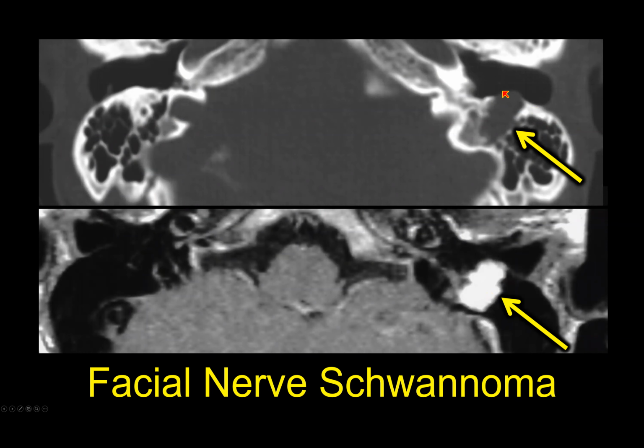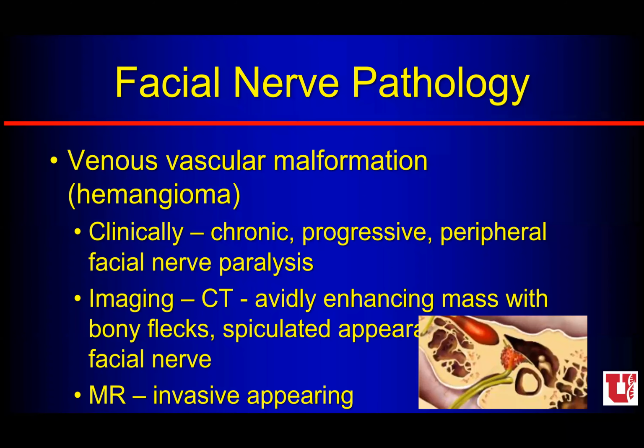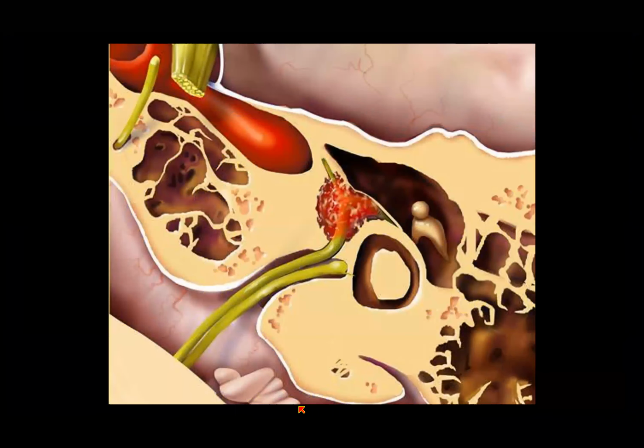So as you can imagine, this might extend into the external auditory canal. Here's another case where we had a more bulbous portion extending from the descending mastoid segment into the EAC with avid enhancement after contrast. Now we want to differentiate a schwannoma from a venous vascular malformation of the facial nerve, what used to be called a facial nerve hemangioma, but these lesions actually have osteoblastic activity, and it may have a very invasive appearance on MR.